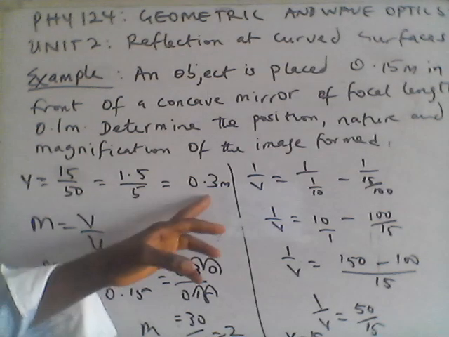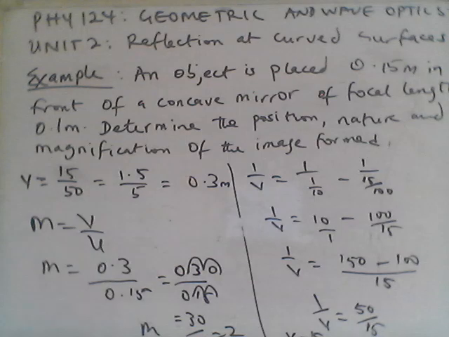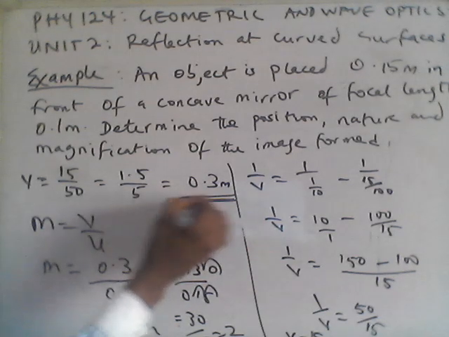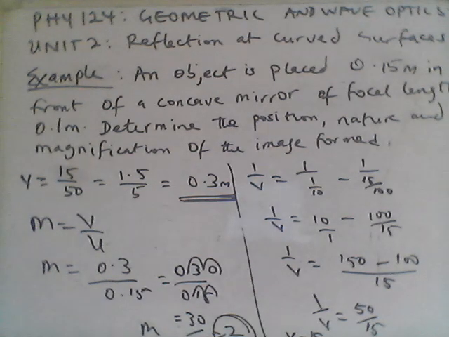I've got the particular length of the distance that it is formed from the mirror. So that just answered the question. This parameter shows where it is formed from the mirror: it's formed 0.3 meters from the mirror. This one shows the nature: that it is magnified. Okay, so we'll do one more example and wrap up this video.